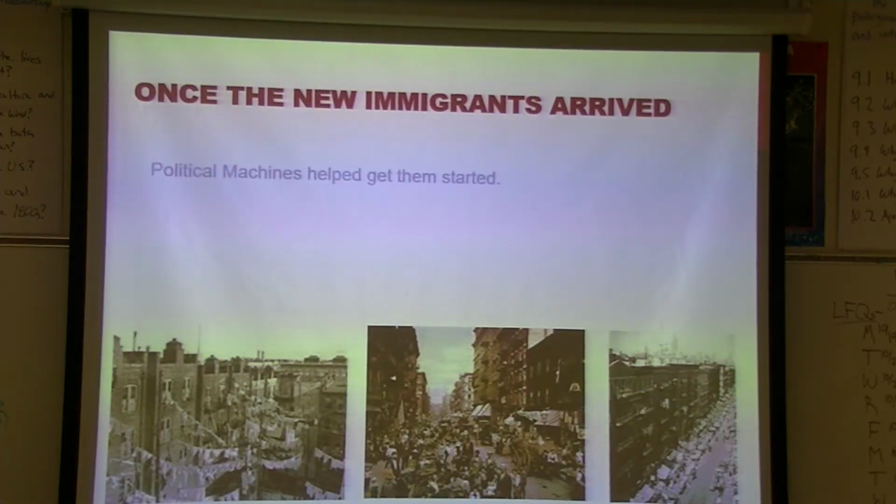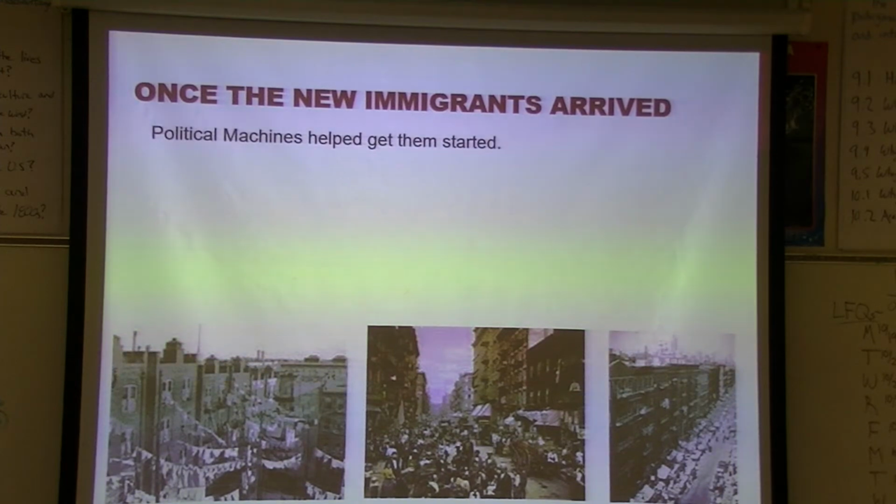All right, once the immigrants arrived, we're going to have these political machines that I'm going to discuss later on. What political machines would do is help them get a place to live, help them get a job. But they wanted something in return. They wanted to make sure that they could vote here.